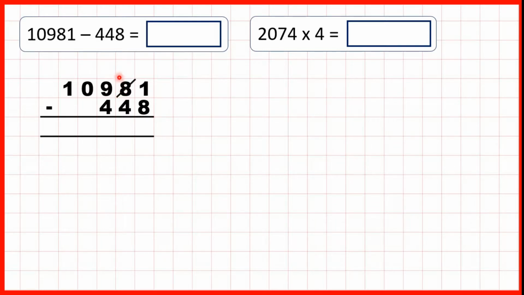So we go to the left, 1 less, 1 in front, and 11 minus 8 is 3. 7 minus 4 is 3, 9 minus 4 is 5, 0 minus nothing is 0, and 1 minus nothing is 1. So our answer is 10,533.